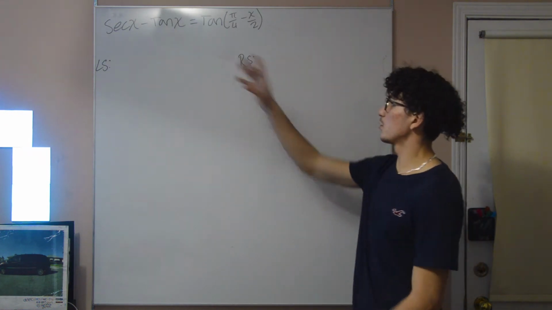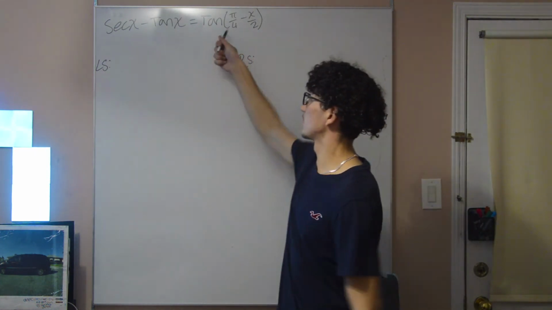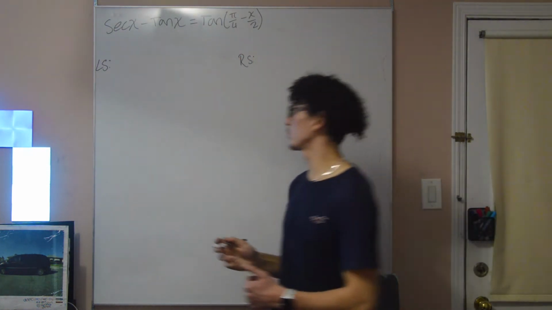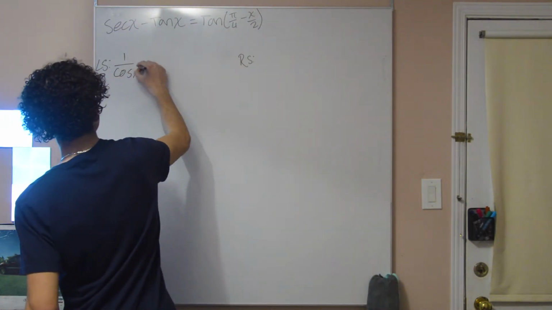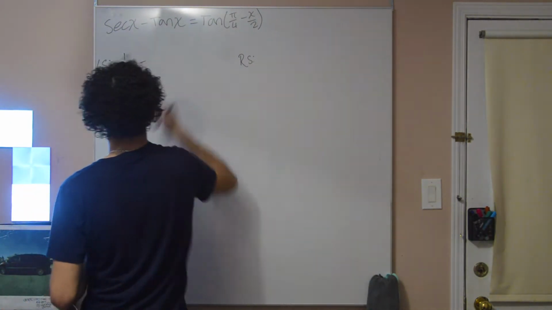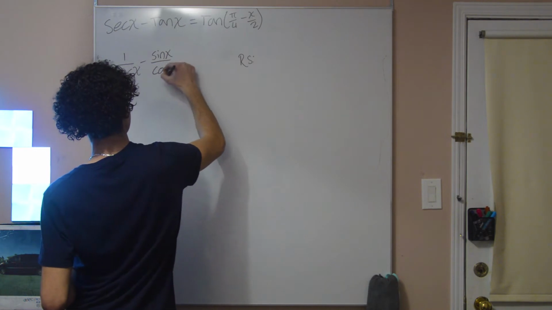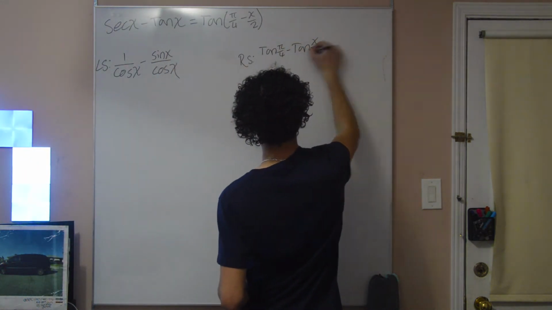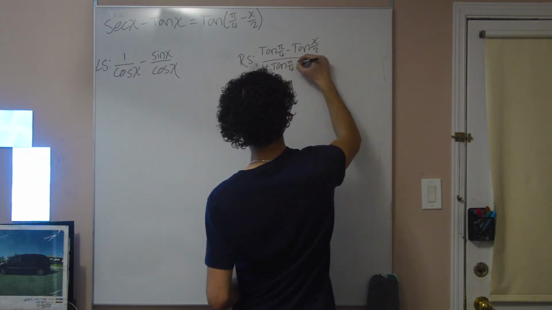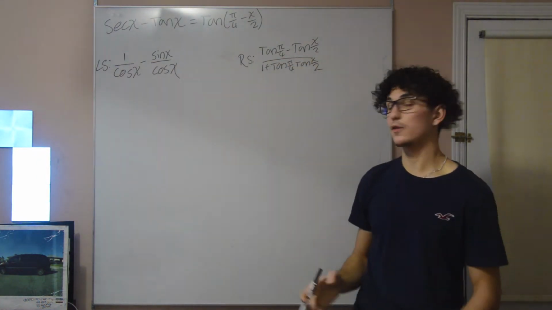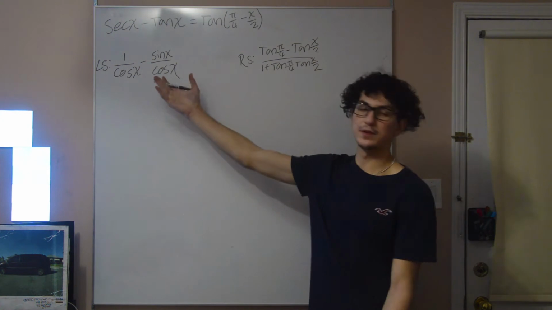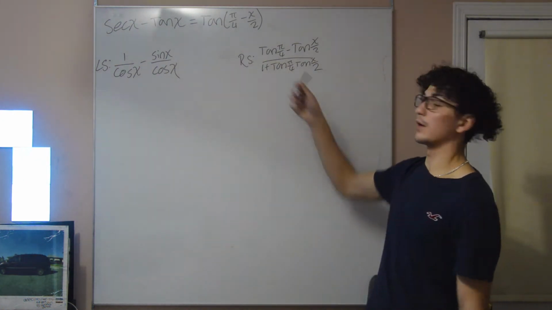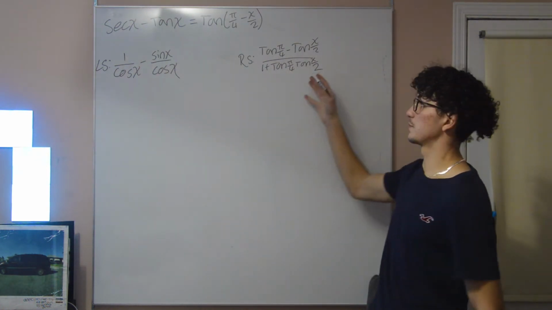Alright, moving on to the next one, I'm going to rewrite secant and I'm going to expand that using the compound angle formula. Okay, now from here what I'm going to do is I'm going to basically rewrite that, and tan pi over 4 becomes 1, so I'm going to simplify that.